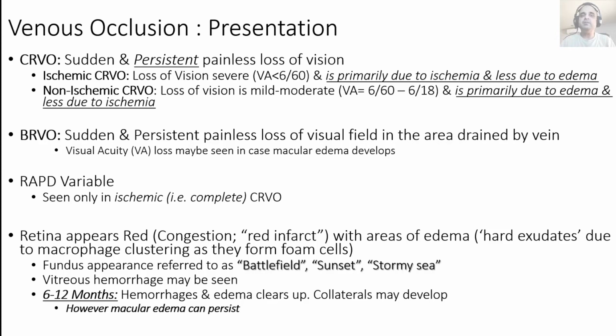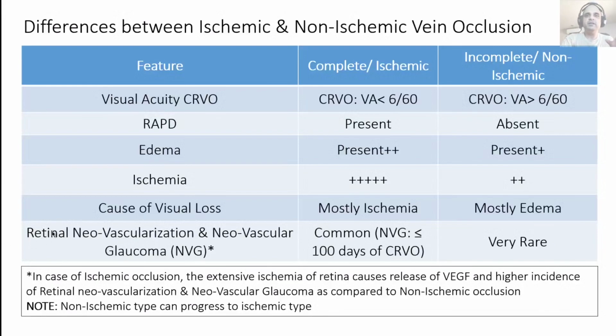But the macular edema that happens in both varieties can persist even once you have the hemorrhages and most of the edema clear up. Macular edema can still persist and cause some loss of vision, especially in the non-ischemic variety. This table is basically telling you the features that help differentiate an ischemic from a non-ischemic central vein occlusion.